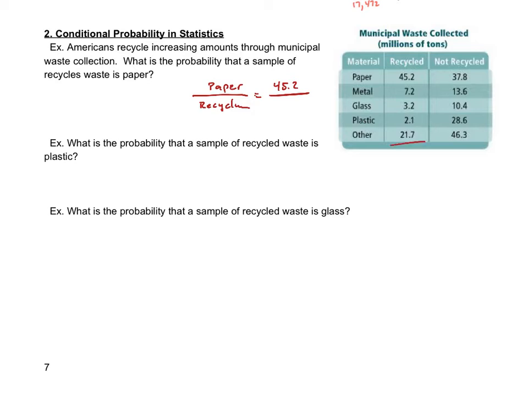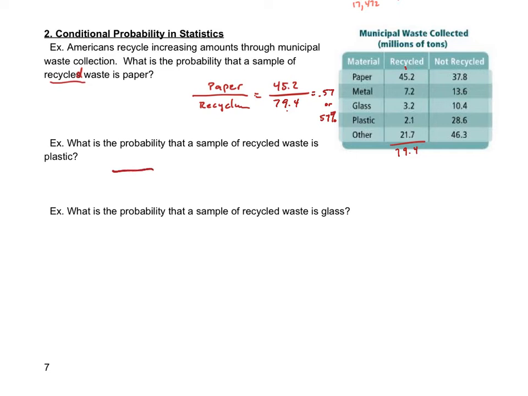Again, Americans recycle increasing amounts, what is the probability that the sample of recycled waste is paper? That should probably say recycled waste is paper, a typo on my behalf. So add these all up. Adding those up, I have a total of 79.4 million tons of recycled waste. The amount of paper was 45.2 divided by the total, and that comes to 0.57 or 57%.